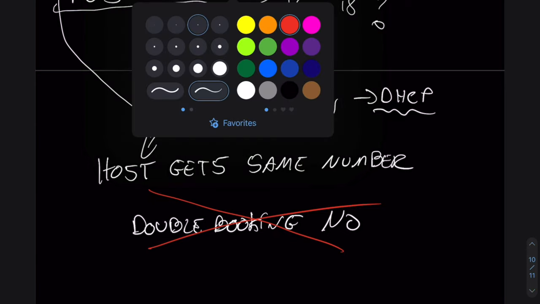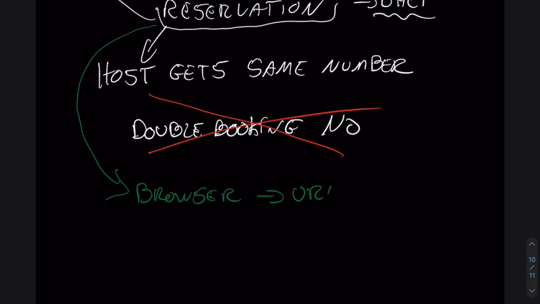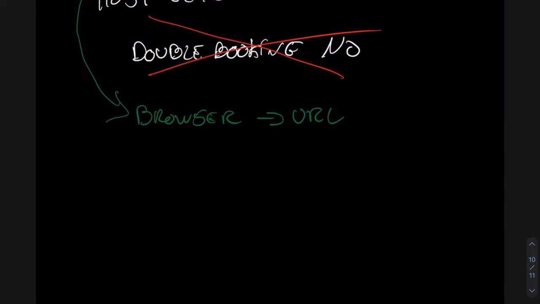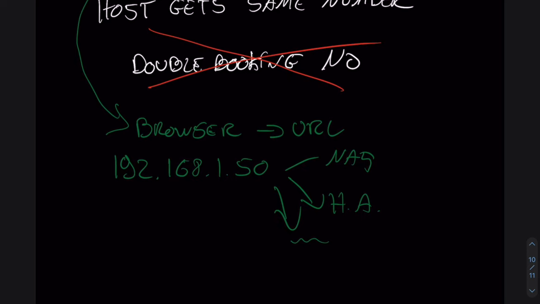The good, cool thing about reservations, and why I love reservations, is that in our browser, when you go to your browser and use the URL, for example, you go and visit a website, you can visit a website in your internal IP range. So you can say 192.168.1.50, and this could be a NAS, it could be a Home Assistant server if you use Home Assistant, it could be any server that you have on your network, and you will know that that will not change, that will stay exactly the same.